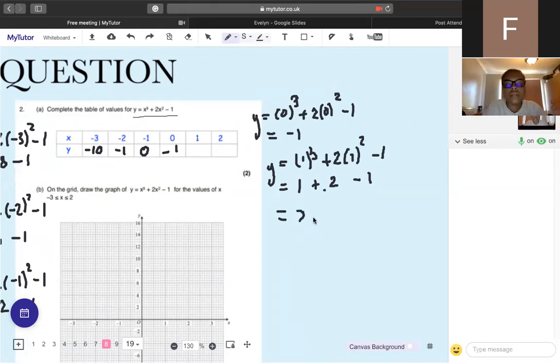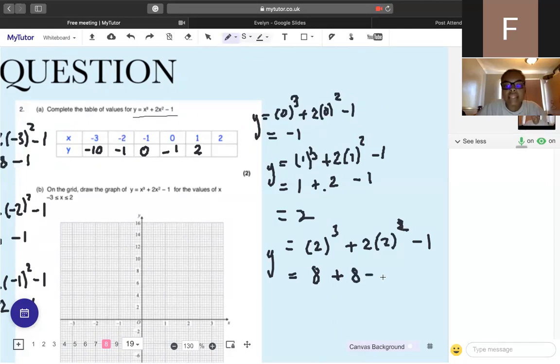And then the last one is for when x is equal to 2. So we've got 2 cubed plus 2 multiplied by 2 squared minus 1. So 2 cubed is 8. Then you've got 2 multiplied by 2 squared. So 2 squared is 4, multiplied by 2 is 8, and then minus 1. So 8 plus 8 minus 1 gives us 15.